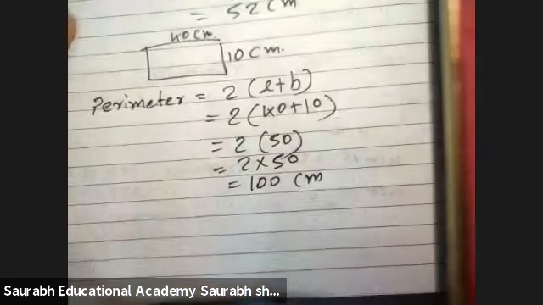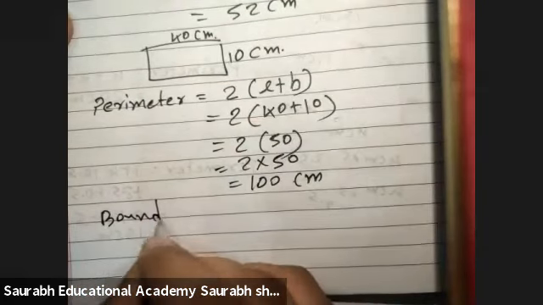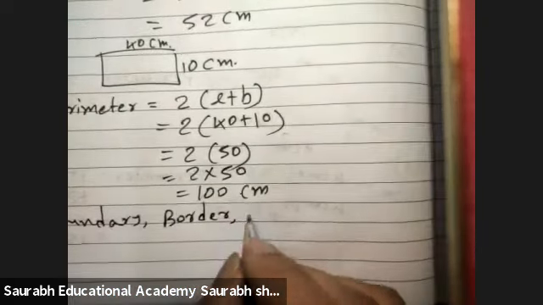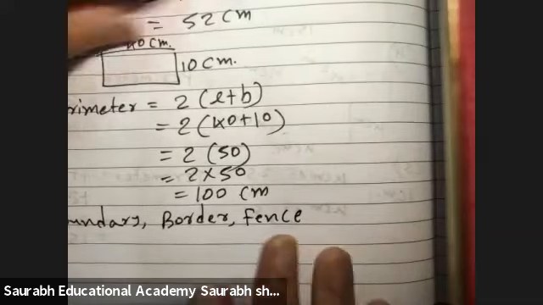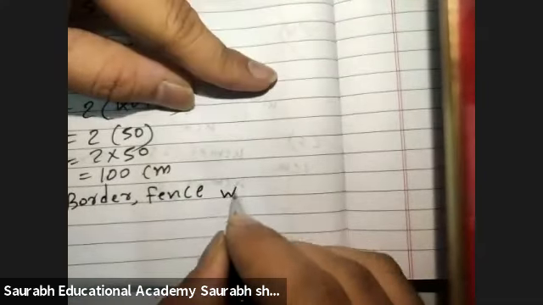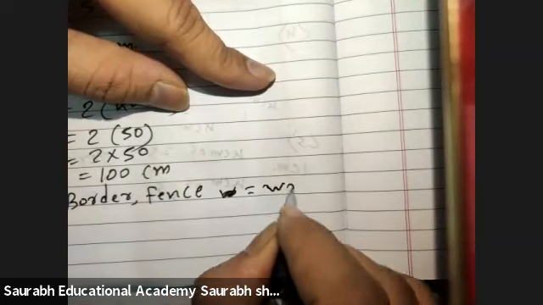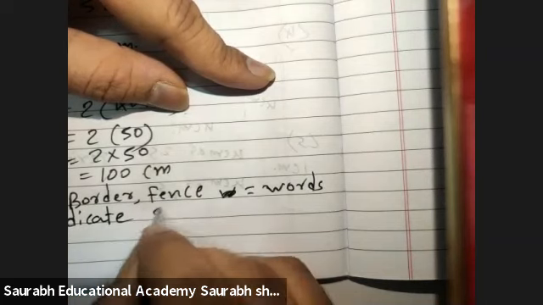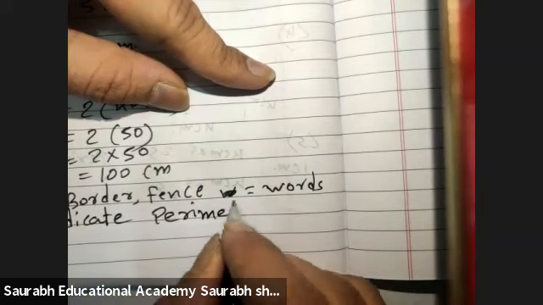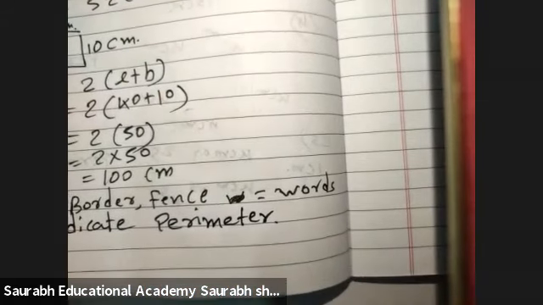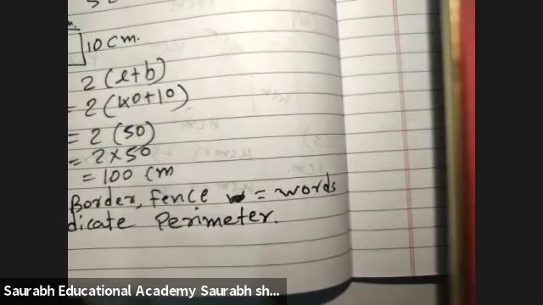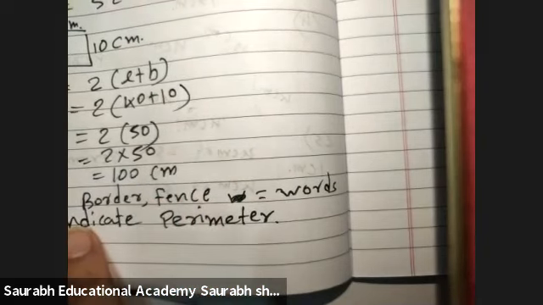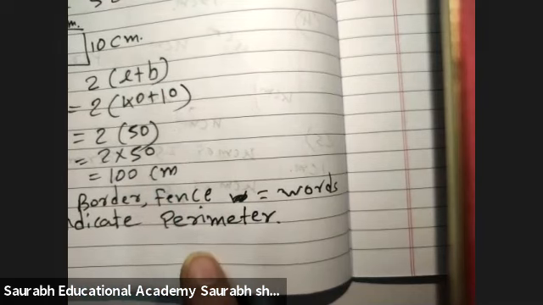So whenever you are given the words boundary, border, fence, right? All these words indicate perimeter. Clear? All these words indicate we have to find perimeter. If these words are given, border, boundary, fence, right? It is fencing, right? So they all indicate perimeter.